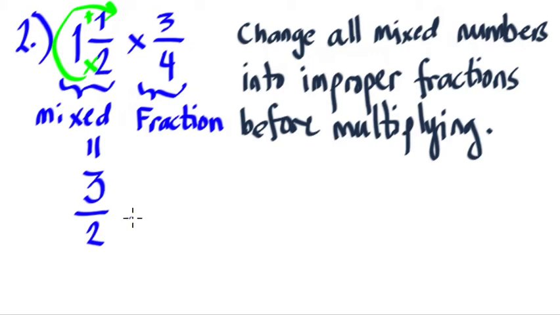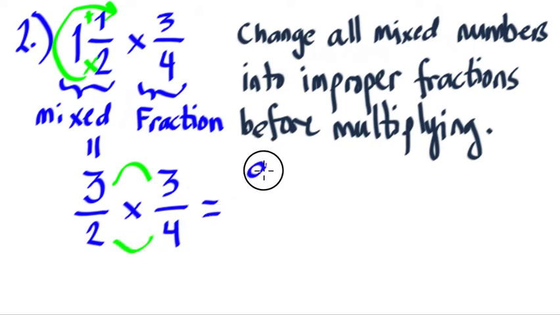And then we copy the denominator, and we multiply that by 3/4. So we have 3 over 2 times 3/4. Now we do the rule: since they are both in fractional form, numerator to numerator, denominator to denominator. So 3 times 3 is 9, and 4 times 2 is 8.